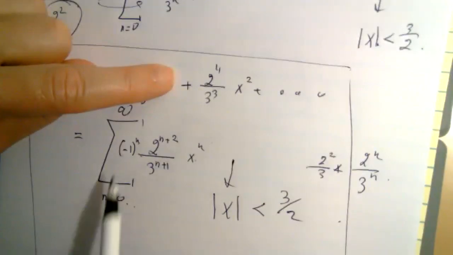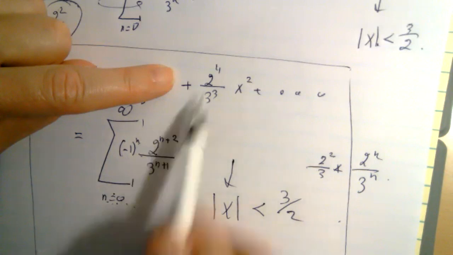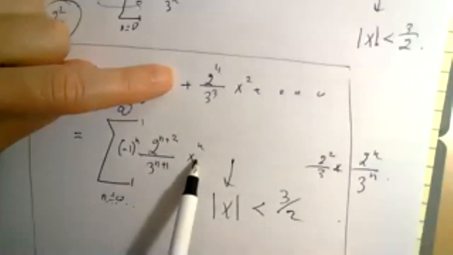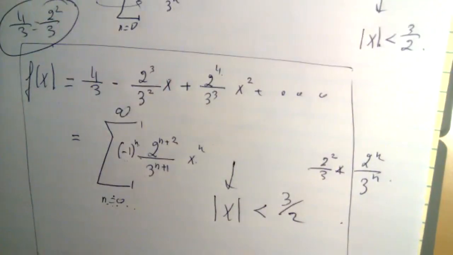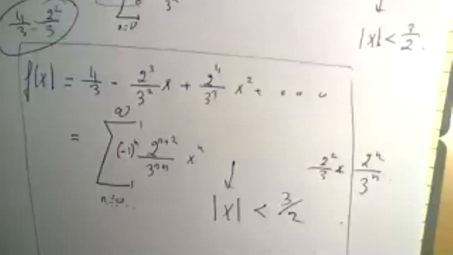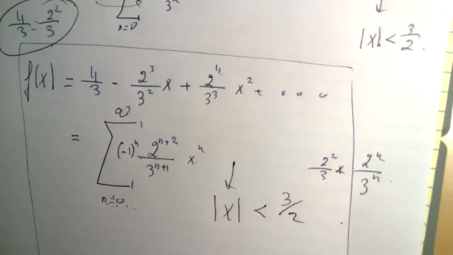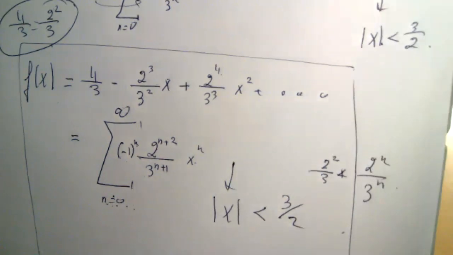If n equals 2, that's positive. I'll have 2 to the 4, 3 to the 3, x squared, and so on and so forth. And that's the power series representation of the function f of x. Okay, so it's a lot of manipulation, but as you're going to realize in the next section and the section after, those manipulations are very important.